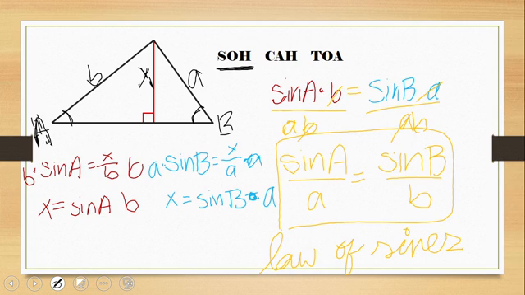And this will also work with angle C and side C. So this is a proof of law of sines.